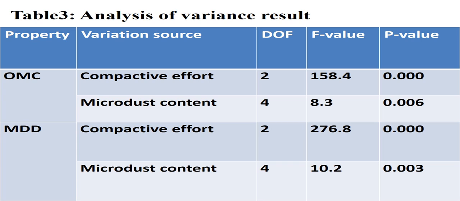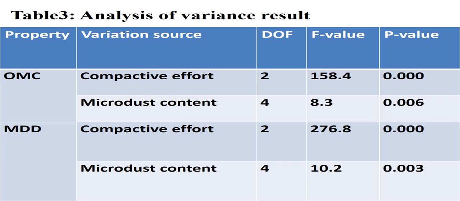Statistical analysis of variance was conducted in order to check the significance of the variation in the optimum moisture content and the MDD observed with both the compactive effort and the microdust content. And it can be inferred that the variation of the OMC for both the compactive effort and microdust content was statistically significant at 0.05 alpha level. Then based on the F values, it can be inferred that the compactive effort contributed more to the variation in the OMC.